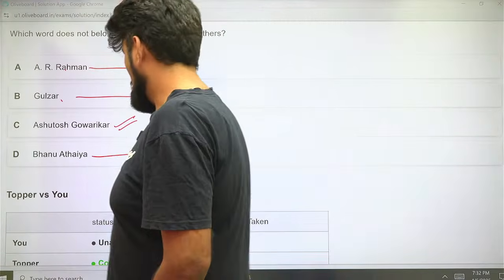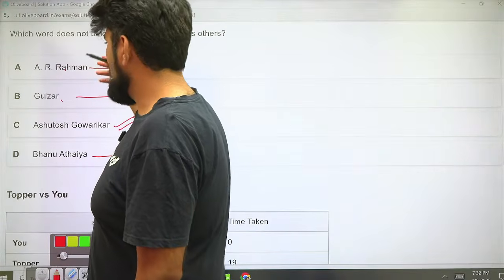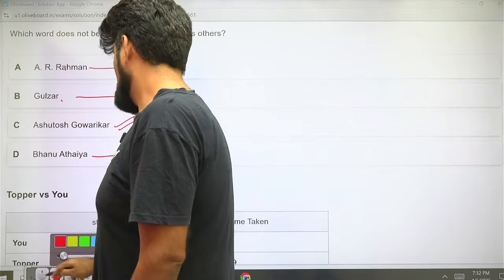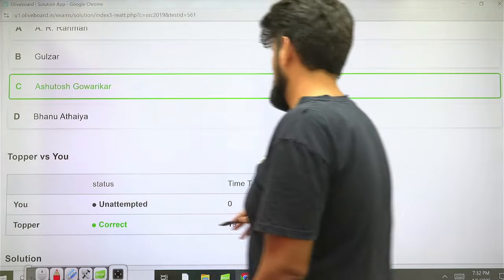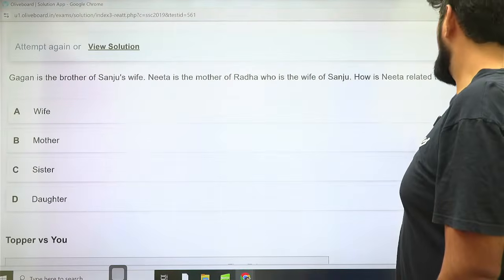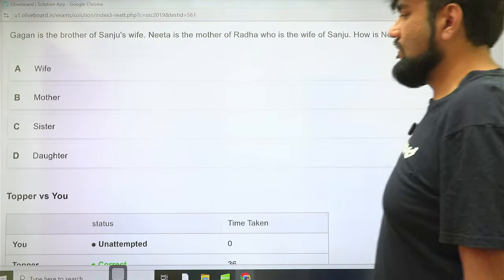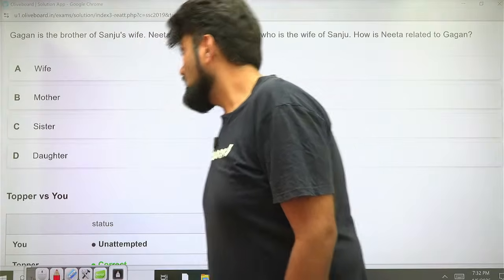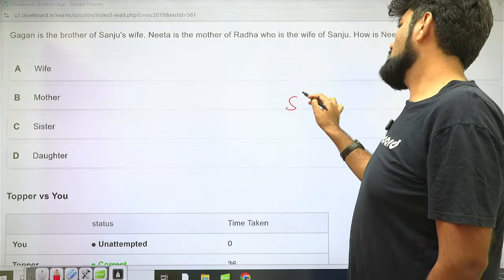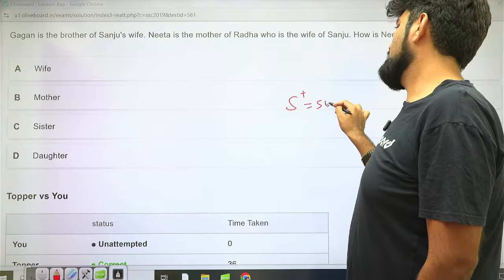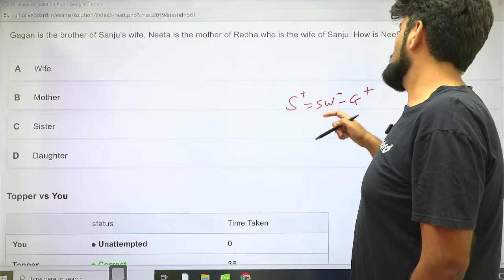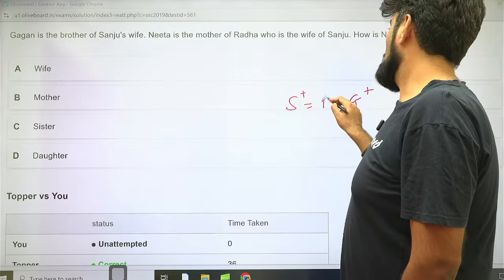So option C is the odd one out. Okay. A lot of you might also think that some of them are with music, but these two are with music, but Bhanu Athaiya ji is not with music. So option C is the correct answer. 19 seconds. Excellent. That's the kind of GK we are looking for. Gagan is the brother of Sanju's wife. Sanju, wife, brother. Neeta is the mother of Radha, who is the wife of Sanju.